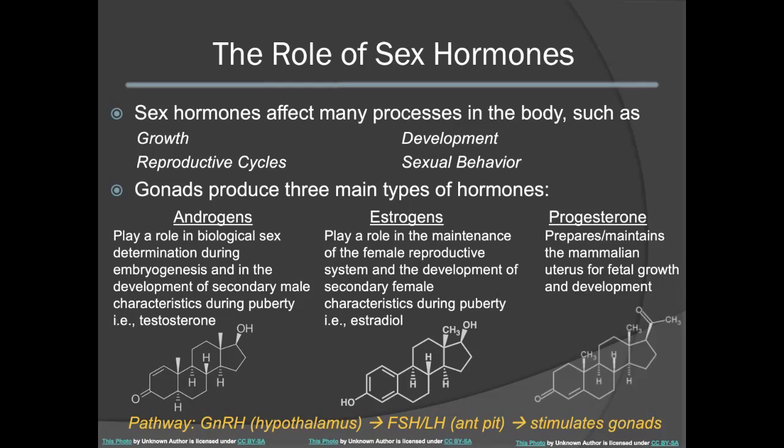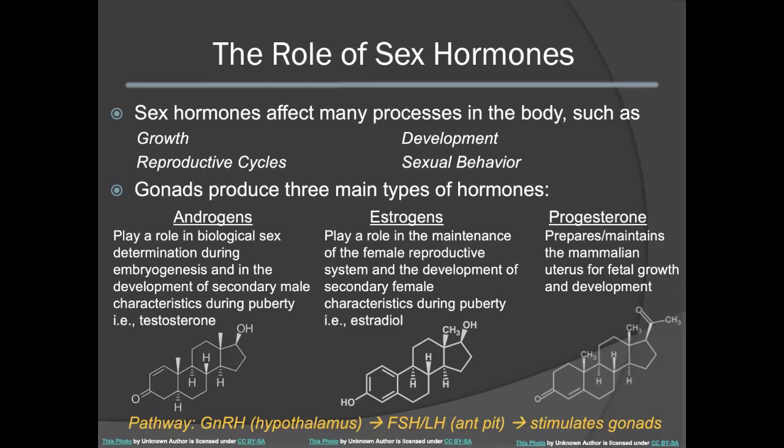to produce these hormones. Androgens in general play a role in biological sex determination during embryogenesis and also are involved in the development of secondary male characteristics during puberty. An example of an androgen is testosterone, which you can see the structure below.